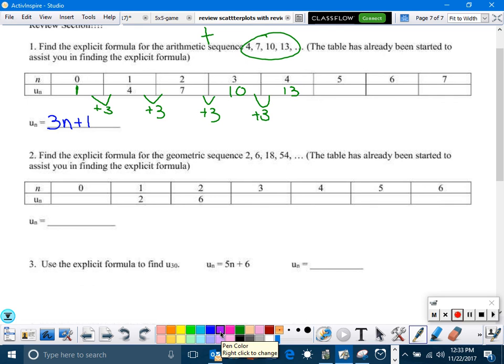The next one is geometric. Geometric means we're multiplying. Okay, so if you cannot figure out what we're multiplying by, remember, go backwards. Take 6 divided by 2, which is 3. Okay, that was pretty easy. So we're multiplying by 3. Okay, 6 times 3 is then 18. Yep. And 18 times 3 is 54.